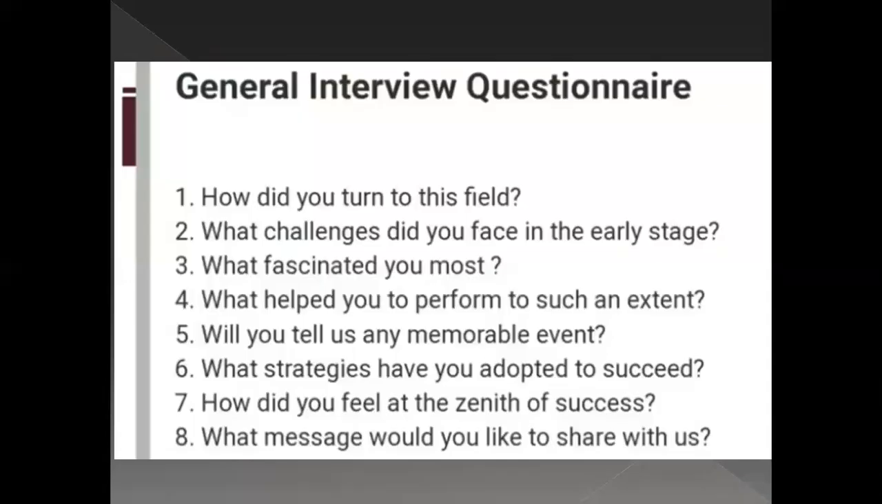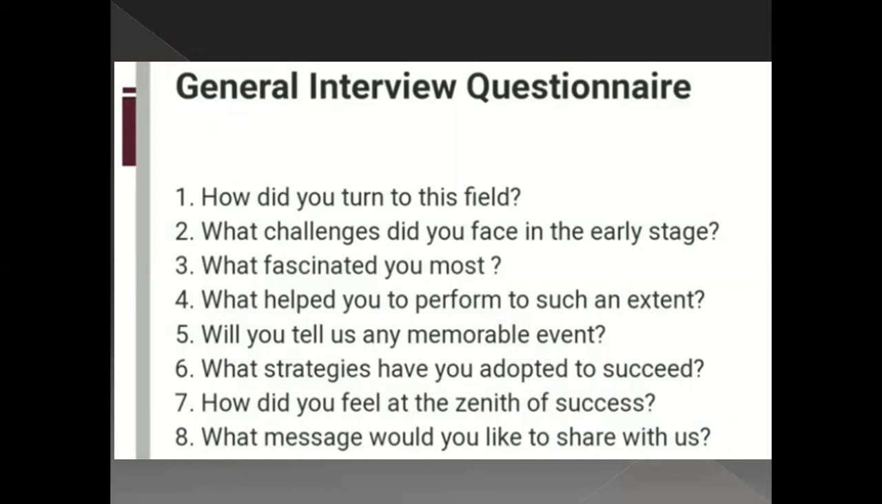Then there's this. I have given you a sample of a general interview questionnaire, like what kind of questionnaire you can frame. This can be used according to the person that you're interviewing, so you can make changes accordingly. So questions like, first, an introductory question, like how did you turn to this field? What challenges did you face in the early stage? What fascinated you most? What helped you to perform to such an extent? Will you tell us any memorable event?